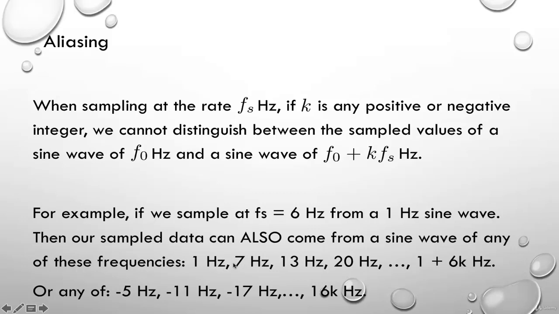Adding 6 again gives you 13, adding 6 again, this should be 19. So that's a mistake. But the point is that if we keep adding 6 hertz, then any of these functions could have been our sample data. In the same way, I can subtract 6. 1 minus 6 is negative 5. Minus 6 again is negative 11. So a function could have been any of these functions, and the sample data would have been the same. This is again the problem with aliasing.